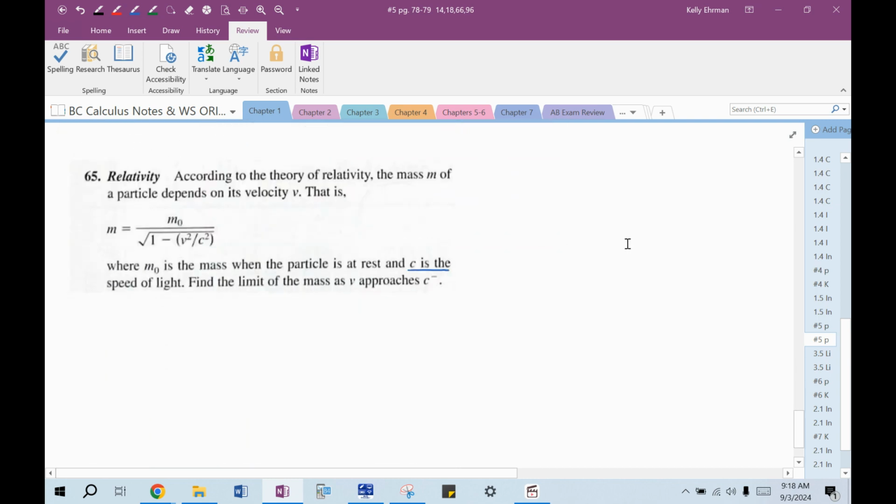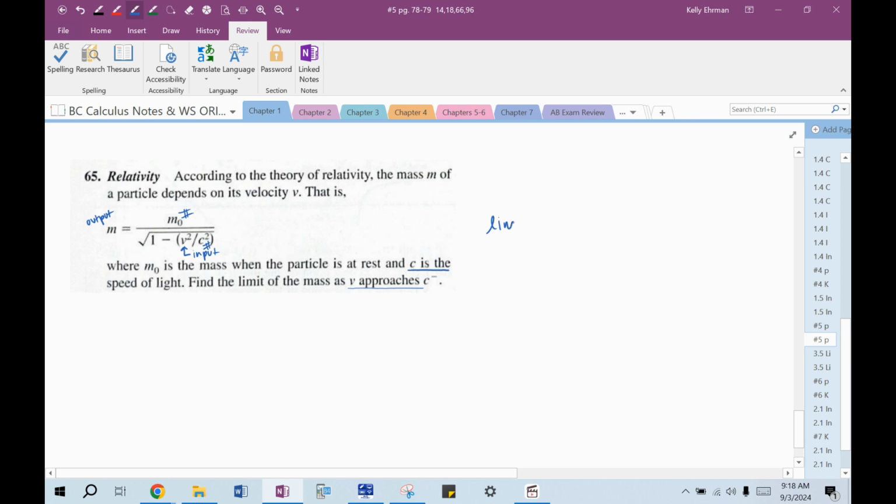Okay. This last one kind of sort of looks more difficult than it is. So this says, according to the theory of relativity, the mass of a particle depends on its velocity, v. So mass is the output, or the dependent variable. It depends on the input, which is just velocity. So all of the other variables that you see are actually constants. M sub 0 is the initial mass when the particle is at rest. C is the speed of light. So those are both constants. This is just a number. This is just a number. And so find the limit of the mass as v approaches c from the left.